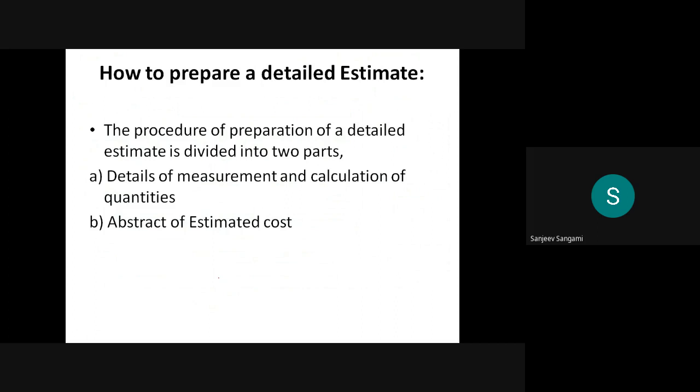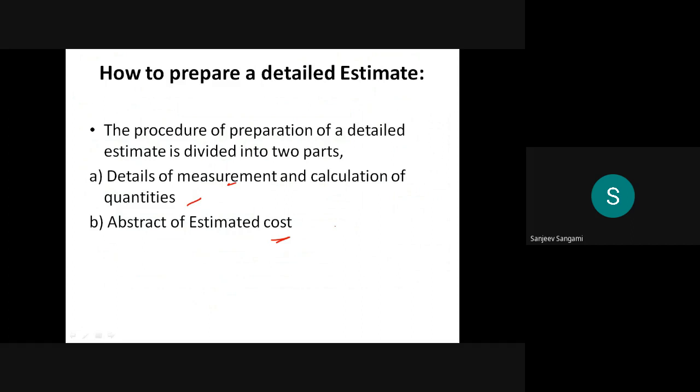Then we have to prepare the detailed estimate. It is mainly divided into two parts: the details about the measurements and the calculation of quantities, and the cost. Then how exactly does it have to be prepared? For detailed measurement, as I already said, if you are considering a brick, it is the LBH, that is length, breadth and height. Then how many numbers are required, based on the area requirement, you have to calculate.